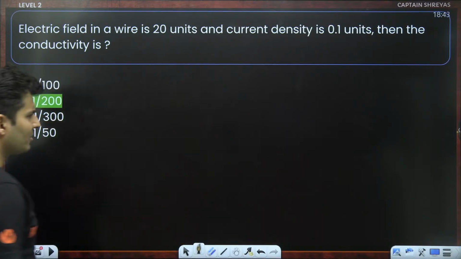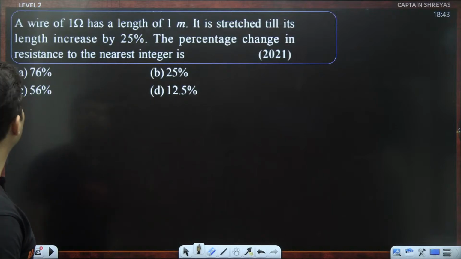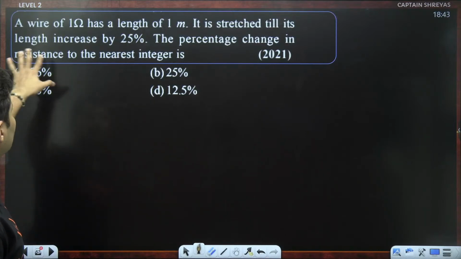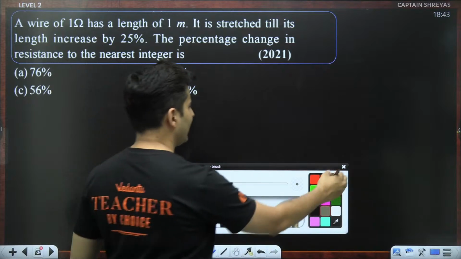Raghu, almost we are done. Just EMF is remaining, I think. Yeah, after these few questions, EMF is remaining. We'll just do that and that's it.